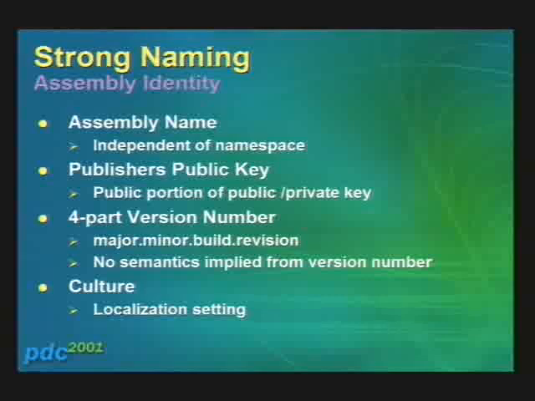The publisher key that is actually embedded in the assembly is just the public portion of a public-private key pair. You can create that key with a utility called SN. We'll show you how to do that in just a bit. In that assembly then is the public portion of that public-private key pair. Of course, the private key doesn't get deployed at all.